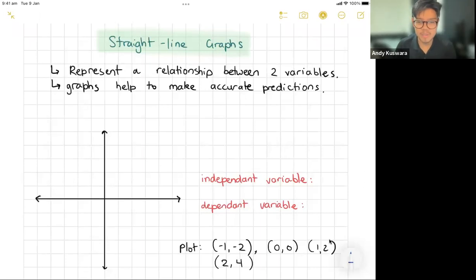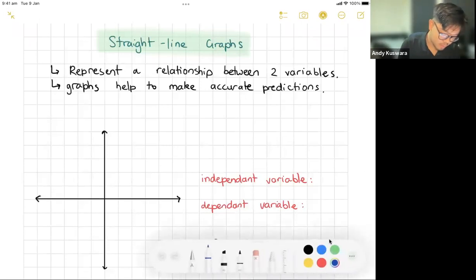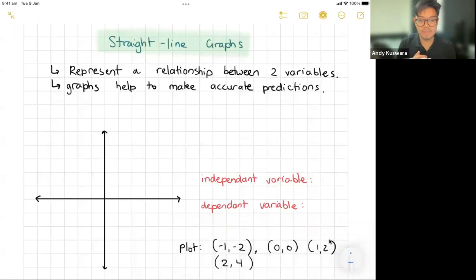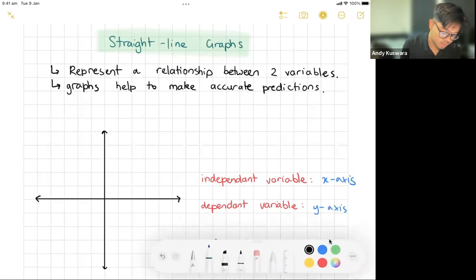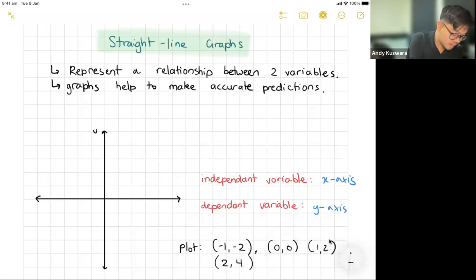If you were to draw a line, there's a couple of things that you need to know just off the top. Independent variable is just a fancy way to say this is going to be your x-axis, and your dependent variable is your y-axis. If you forget, the easiest way to remember is y to the sky. So your verticals are your y's, and your horizontals are your x's. Okay, so y to the sky.